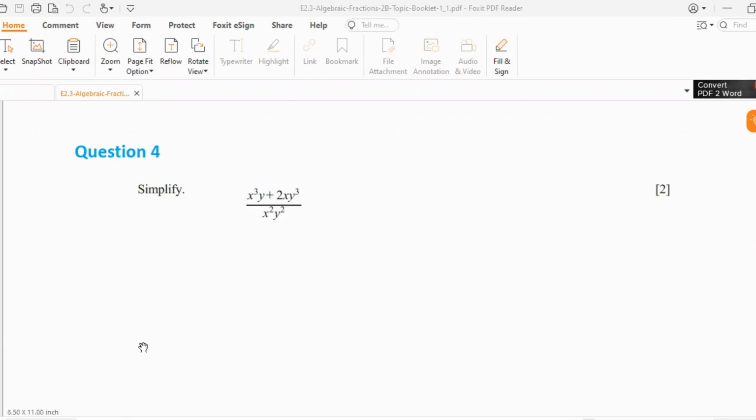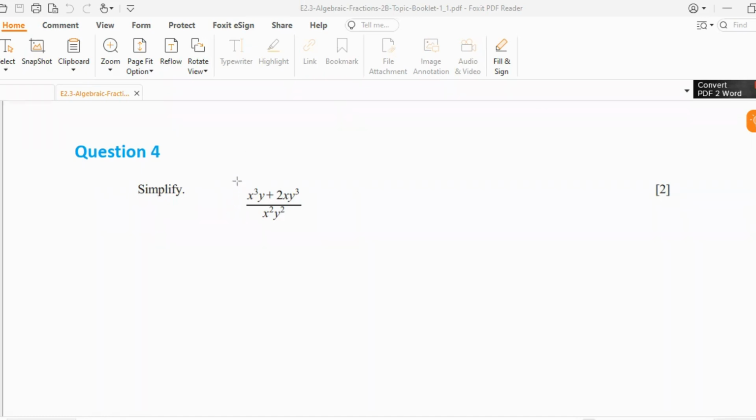So as you can see in the question, it says simplify the fraction which is x cubed times y plus 2xy cubed over x squared times y squared. So when we're trying to simplify any fraction or just like a simple whole number, what we need to do is we need to figure out what each term has in common. So let's just look at the numerator first.